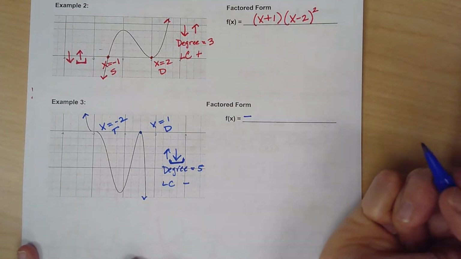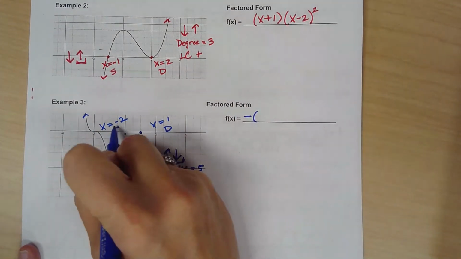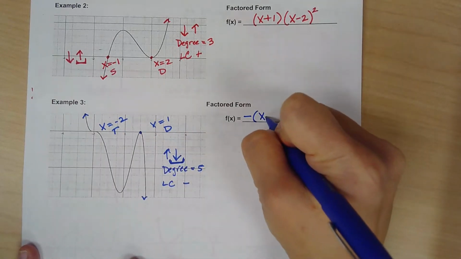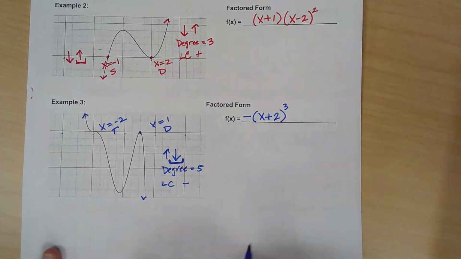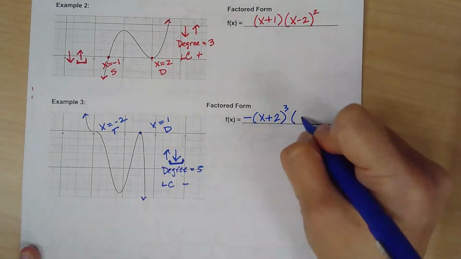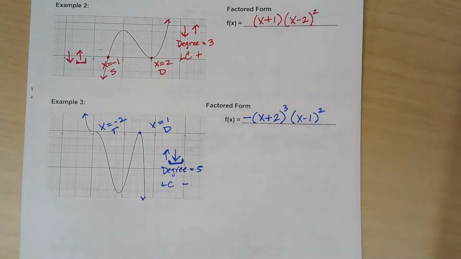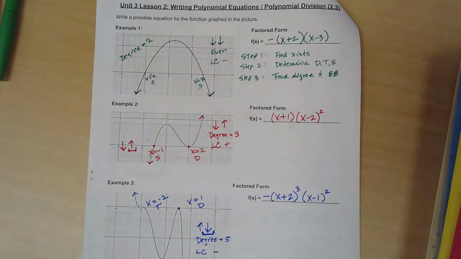So negative, then x equals -2 would have to be x plus 2, and it's cubed because it's a triple. And then this one would be x minus 1, and it's squared because it's a double. All right, so that's kind of how we write equations given graphs.